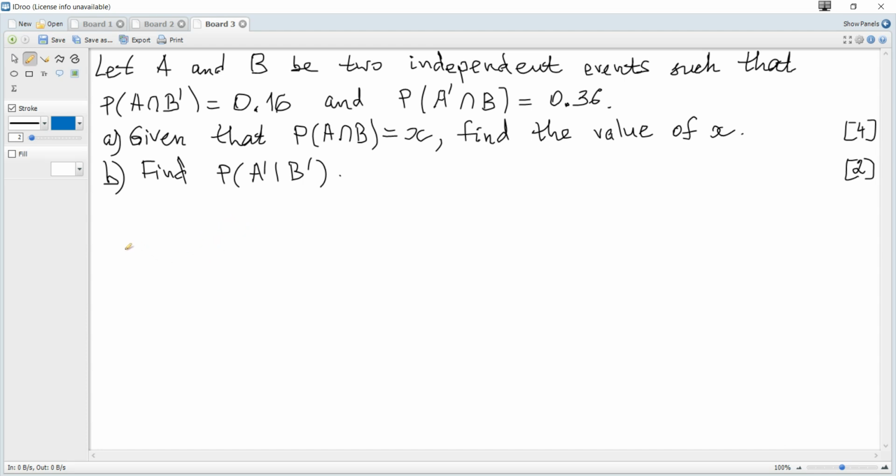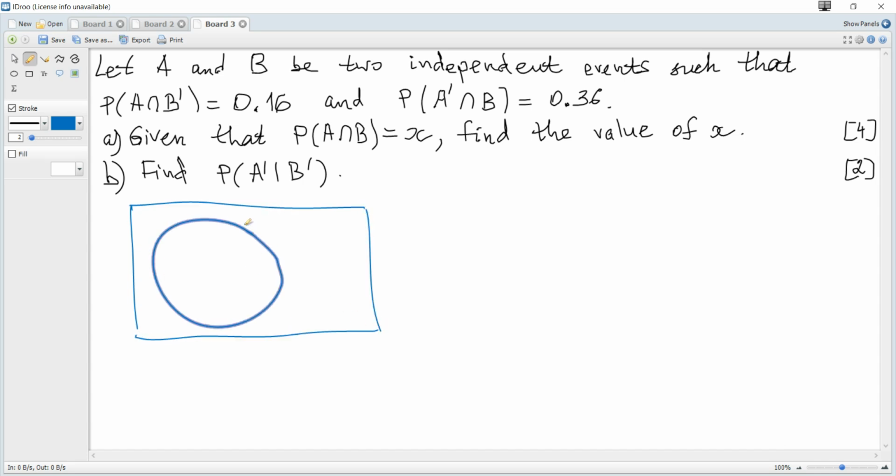We can use a Venn diagram to illustrate the situation, and it looks like this. A, B, and the probability of A and B is x, it's here. A and not B is A only, so 0.16 is here, and not A and B is B only, 0.36.